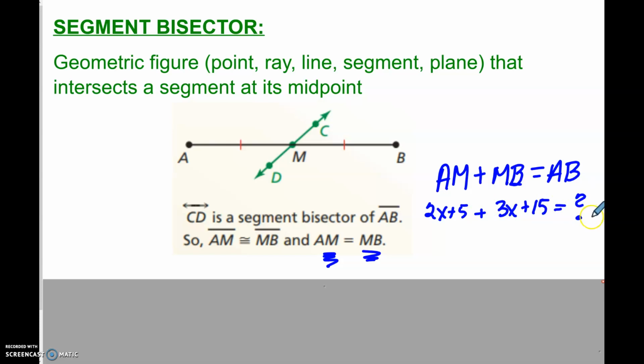We can't call it x. So what would we do to solve this? Well, we can still find out what x is, because according to this diagram, M is the midpoint, or we have a segment bisector. So we know that AM, that 2x plus 5, would be equal to 3x plus 15. It's not that this isn't true segment addition, it's just that sometimes it doesn't help us to solve the problem.